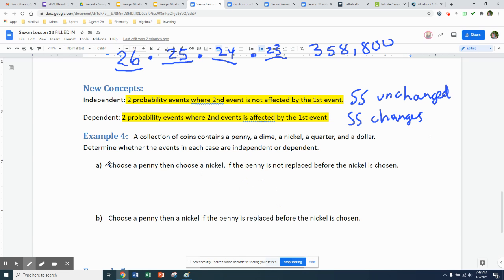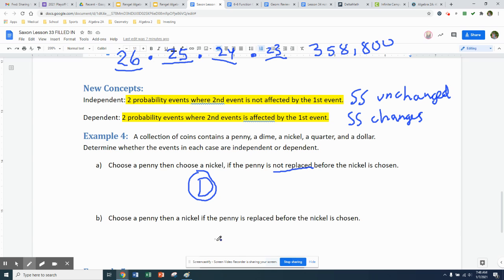Looking at example 4, we've got 5 coins that are in a bag. What's the probability of choosing a penny and then choosing a nickel if the penny is not replaced? So that's going to change it from 5 total coins to 4 total coins. That's going to be a dependent event. So when you pull out that penny and then do not replace it, it's now changed the total amount of coins to only 4 coins in there.